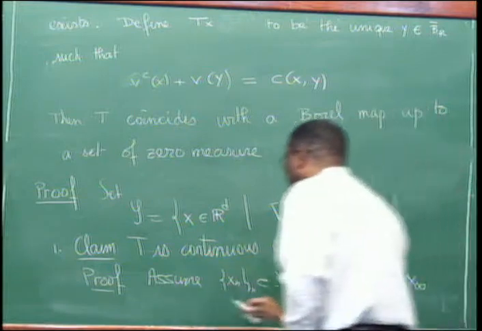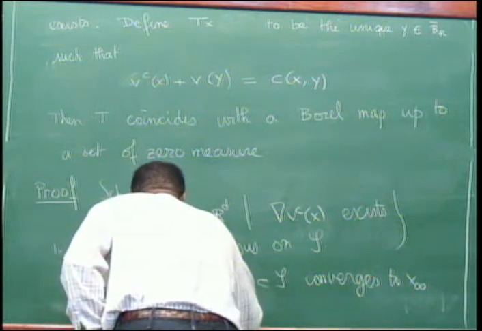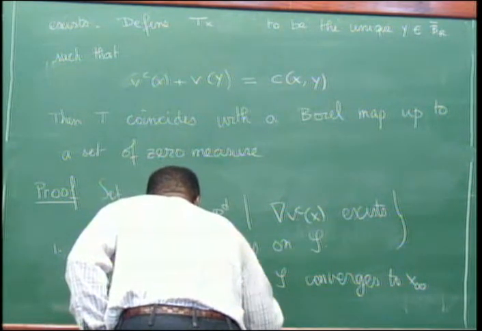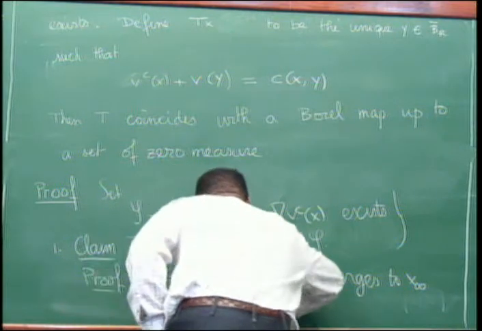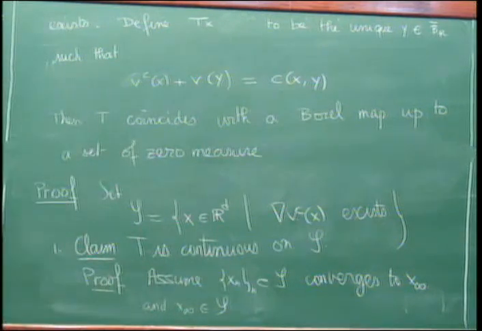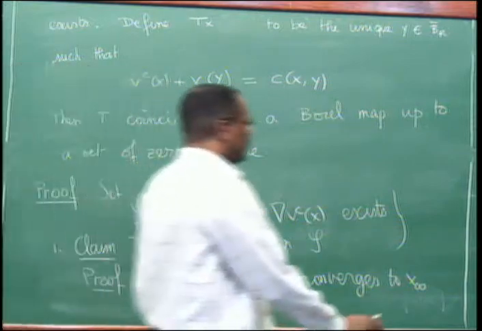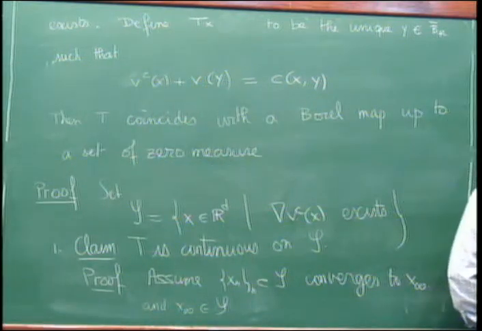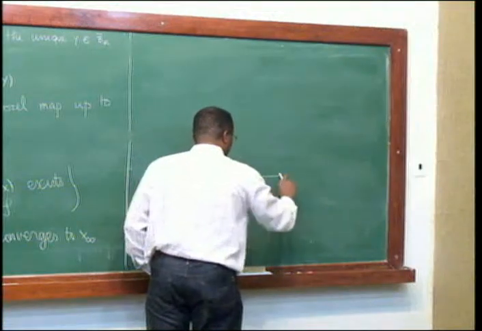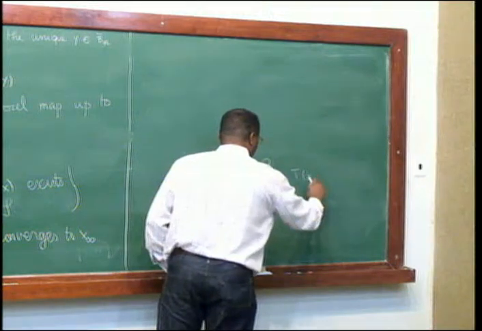So assume that S_n and S infinity belong to S. I want to prove that T of S_n converges to T of S infinity. This is continuity. Okay. So here is the goal: T of S_n converges to T of S infinity.